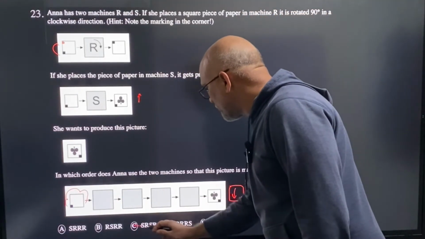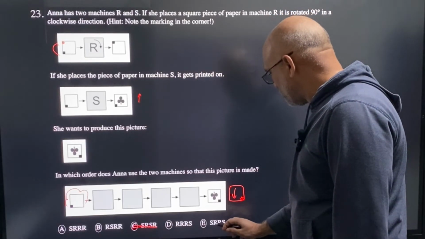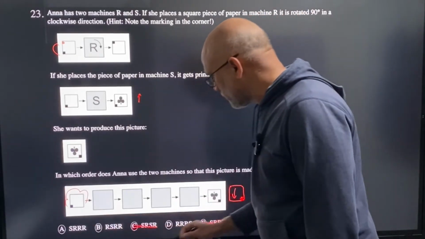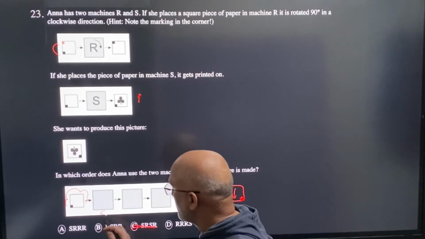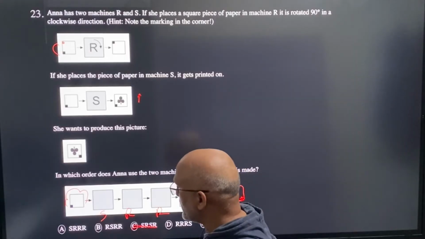So this has only 2 hours, so this is not going to work. This has only 2 hours. This is also not going to work. So we don't even need to check those. So we'll check the other 3. Let me start with S, R, R, R. So I'm checking choice C.